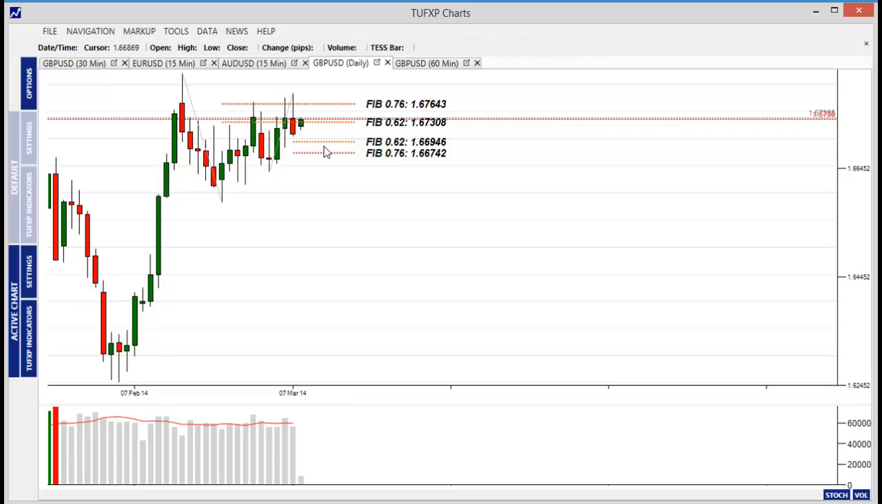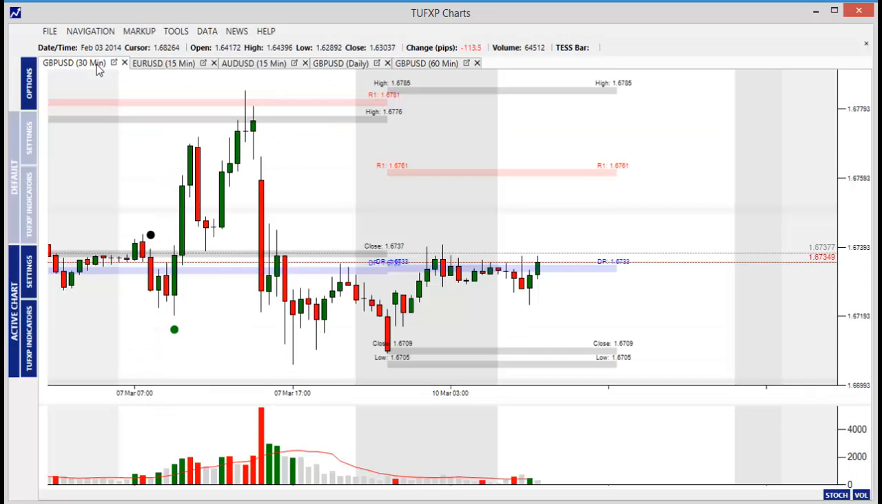So we're just above the 62% range. We can see that there. We can see the low. It's just above the psychological level of 167 and the 62% retracement as well. So that's where the market came back to on Friday following the news. The market's done nothing since.